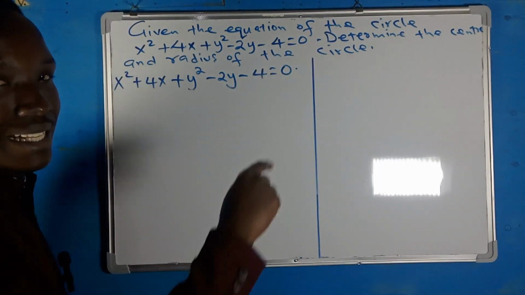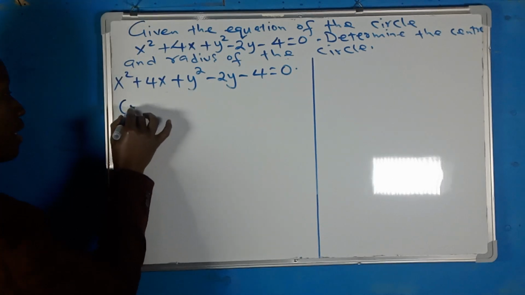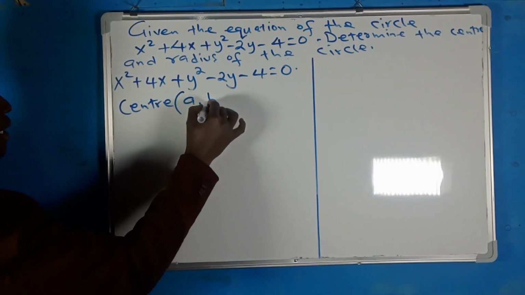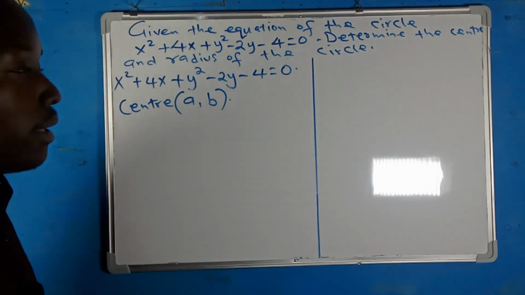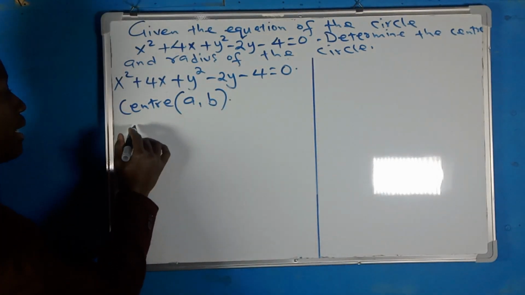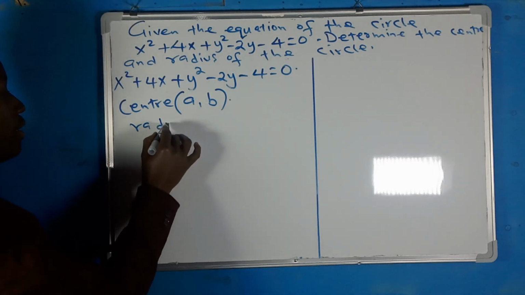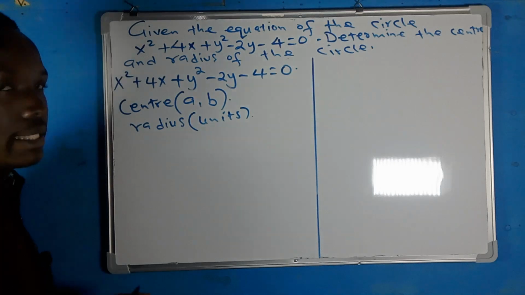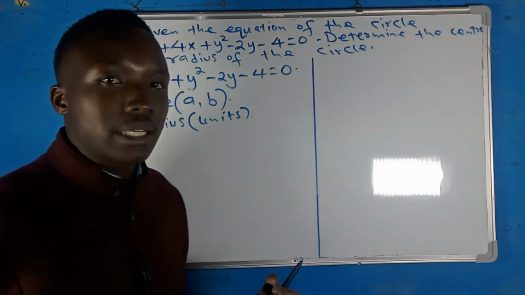So we need to determine the center. The center of the circle is given in form of a coordinate, which we call (a, b), and the radius is given in form of units. It's a length, it's a magnitude.